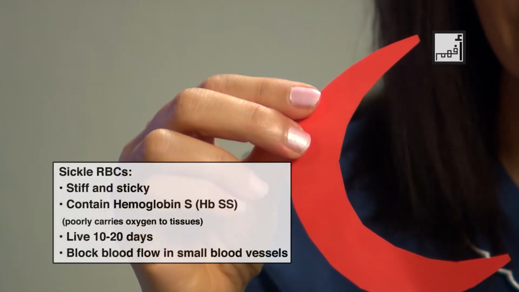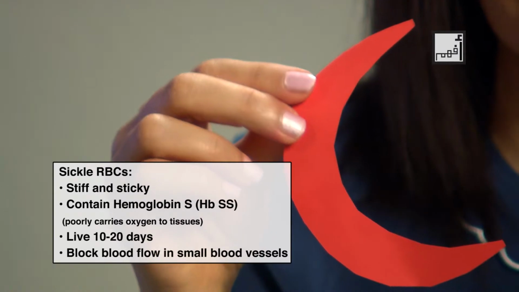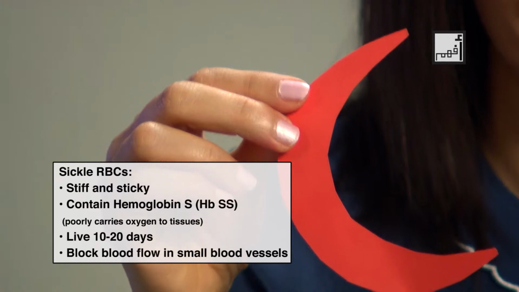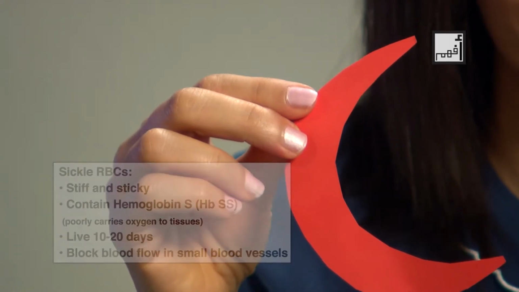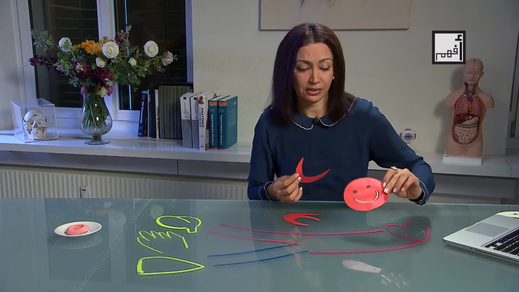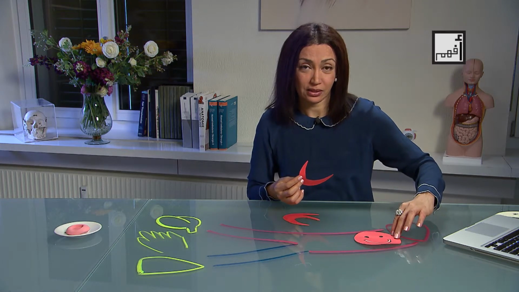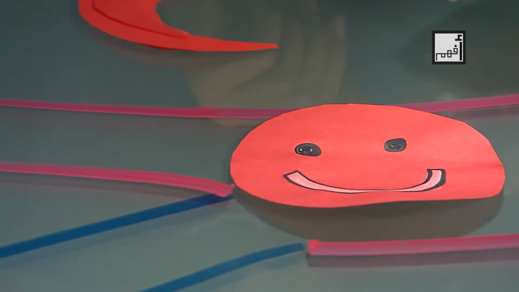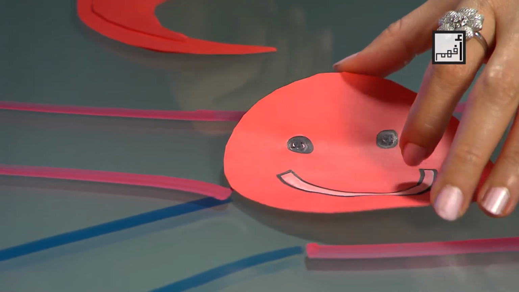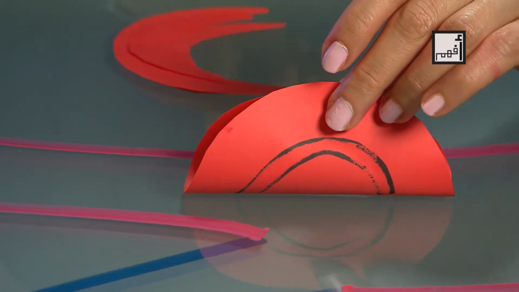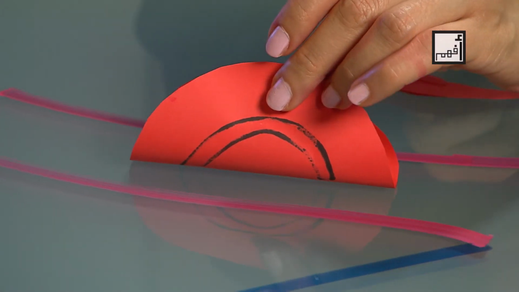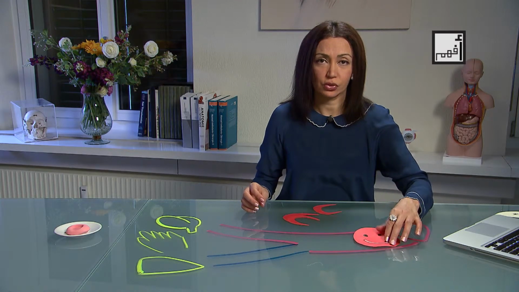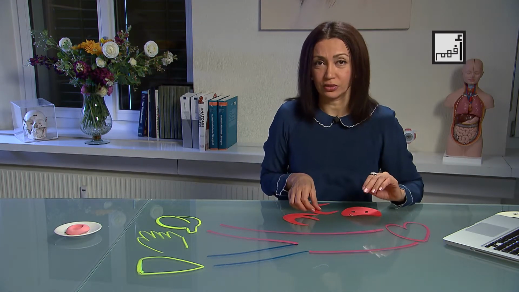Number two is that it only lives 10 to 20 days. So a long period of time when the patient's body is missing red blood cells. Number three, the third and very important problem is that the red blood cells that are normal can go into the big blood vessels easily and then bend themselves to go through the tiny blood vessels. They're very flexible. Now let's see what happens with the sickle cells.